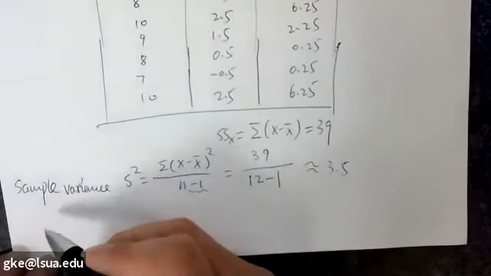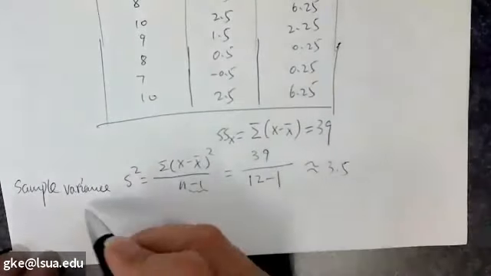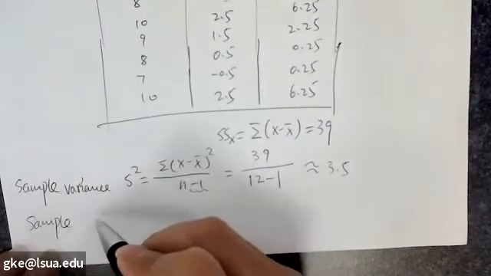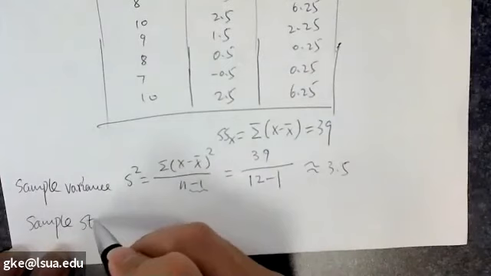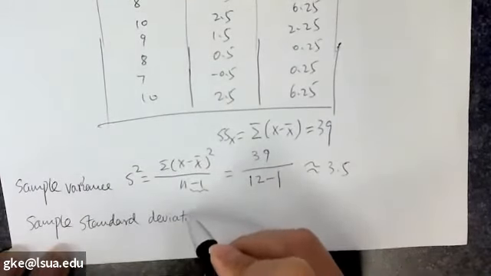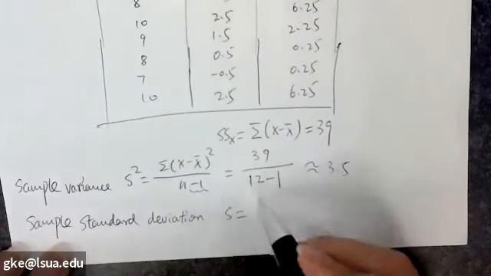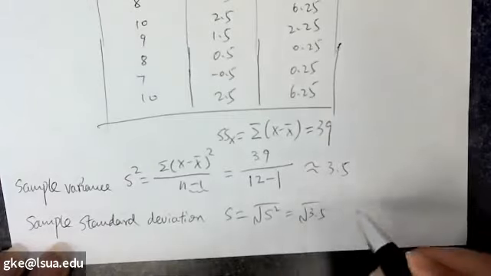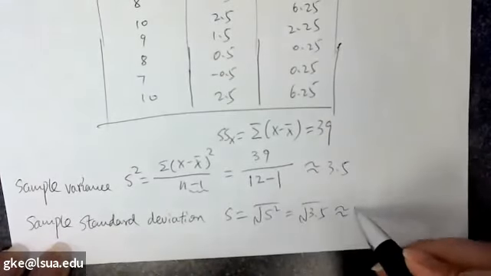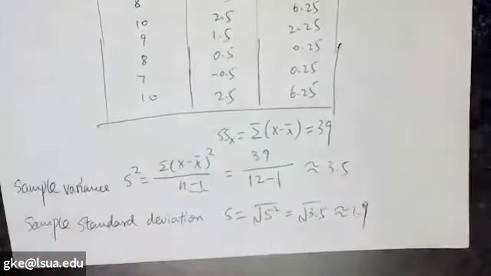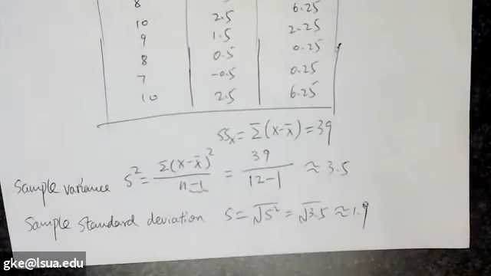And the sample standard deviation will be s, the square root of s squared. This is going to give you about 1.9. Okay, 1.9. That's it. That's it.